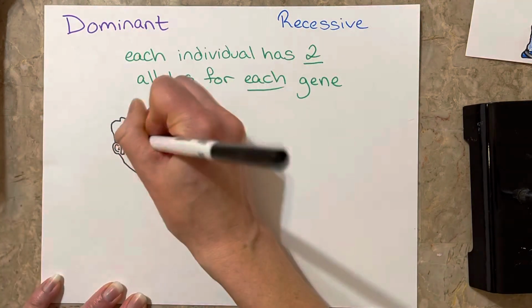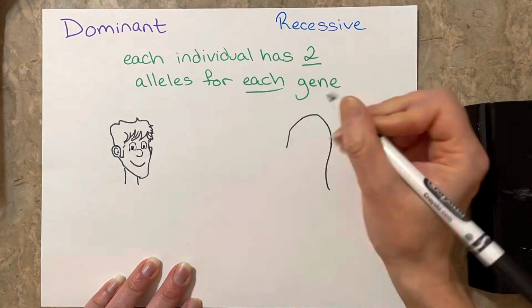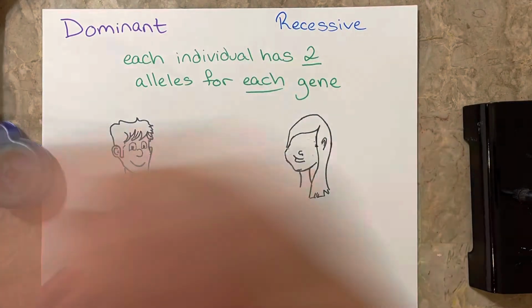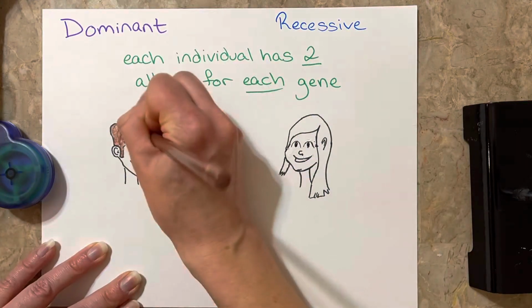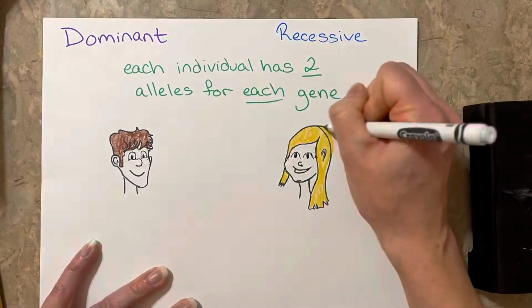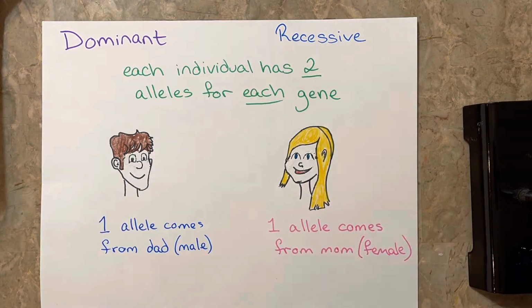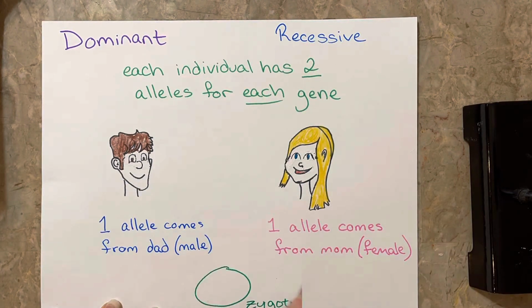Each individual has 2 alleles for each gene. One of those alleles is given to the offspring by the male, and the other allele is given to the offspring by the female. This way, the new organism has 2 alleles for the trait. One allele came from mom, and the other allele came from dad.